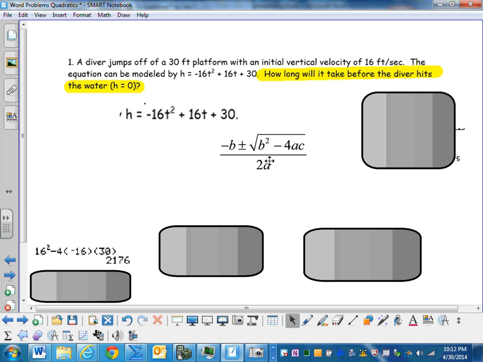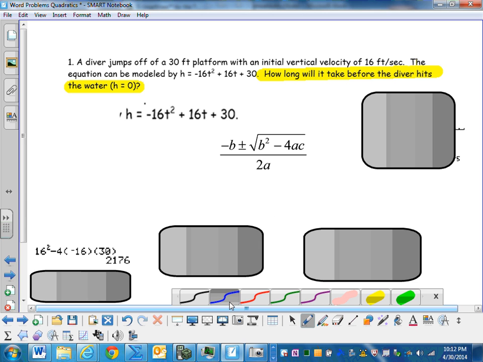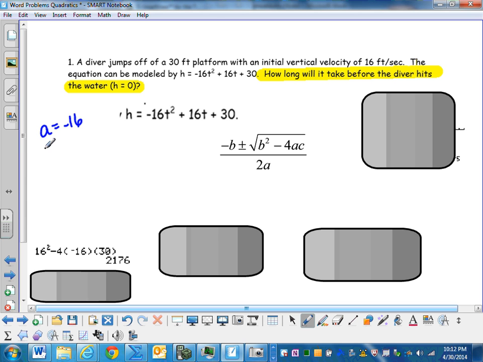So we're going to use our friend the quadratic formula. Let's identify our values. a is equal to negative 16, b is equal to positive 16, and c is equal to 30.